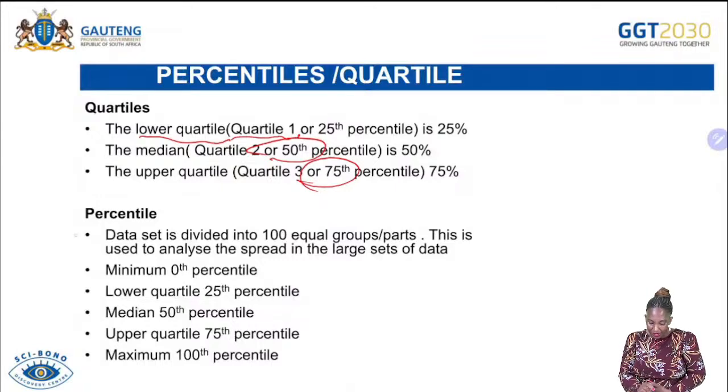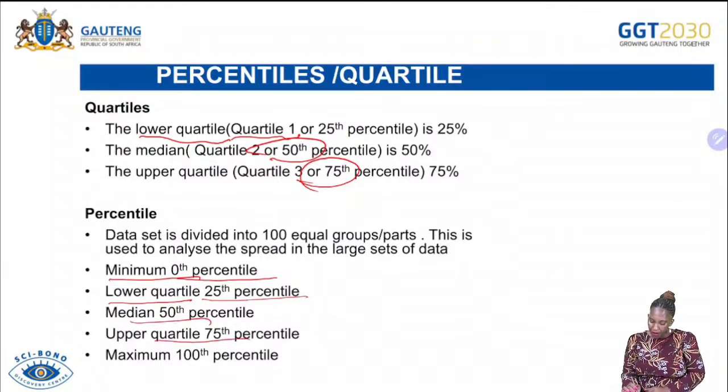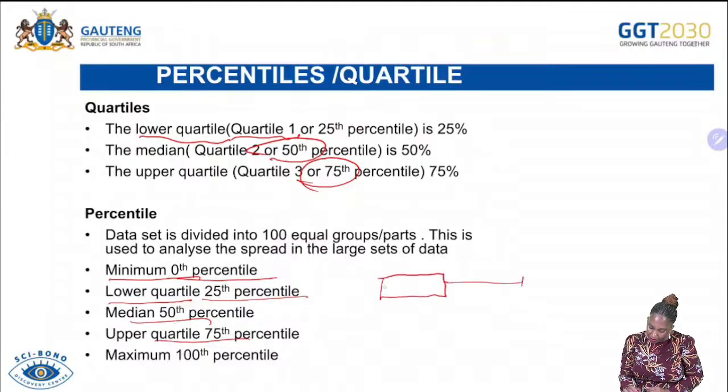When you talk about percentiles, the data set is divided into 100 equal groups or parts. This is used to analyze the spread of a large set of data. Maybe they've gathered the data using a large data set and can't use it one by one, so they divide that data into 100 equal parts. So now we have the minimum, which is the 0 percentile, then the lower quartile, which is 25, the median 50, the upper. If I may, I will draw the box and whisker for you to explain this in simple terms.